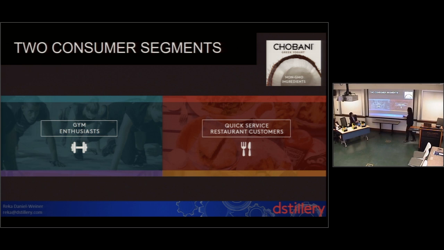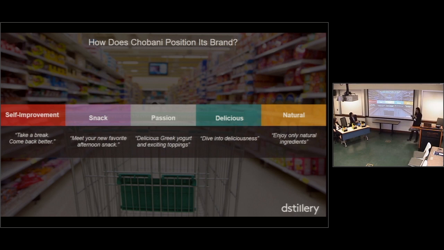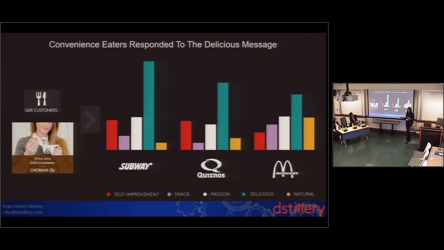So here we see two consumer segments that we uncovered for a different brand, Chobani again. We saw that their consumers are gym enthusiasts and quick service restaurant customers. Those are two very different groups, and maybe you need to learn to talk separately or differently to them. Here you have a couple of different messages that Chobani was testing out. And we were looking at how this message actually resonates compared to a PSA in lifting sales.